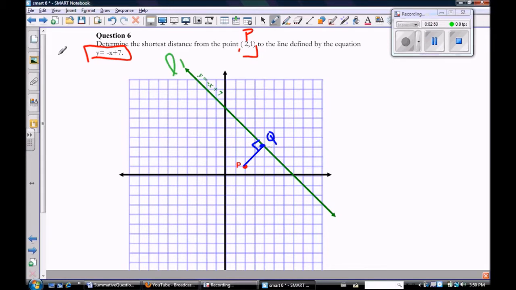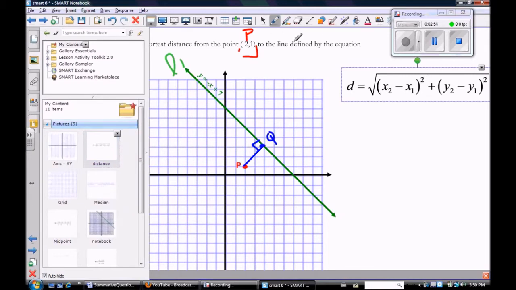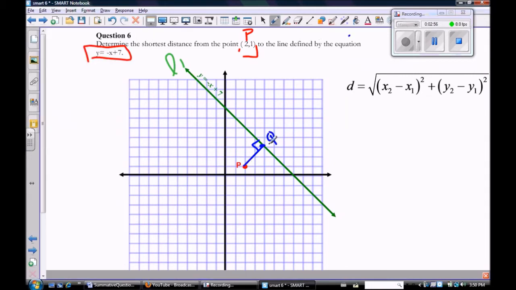So to find distance, we have a formula. Here it is. So we need to know the distance from P to Q. Great, there's my formula. But there's a problem. I don't know what the coordinates of point Q are. And I'm not going to just look at my graph and guess what they are. That's not what we do in academic high school math. We have to algebraically calculate the coordinates of point Q. And so how are we going to do that?